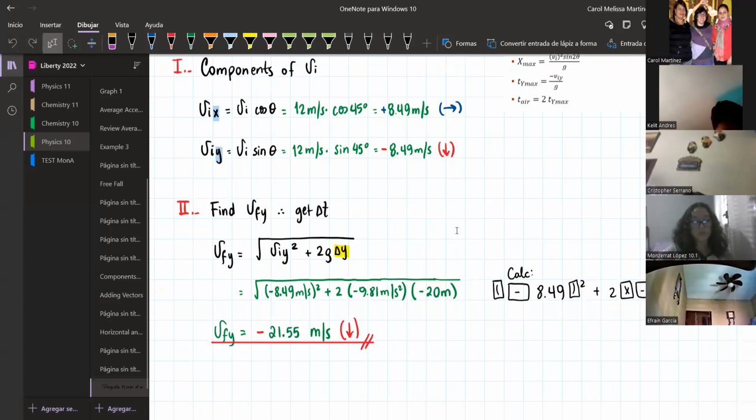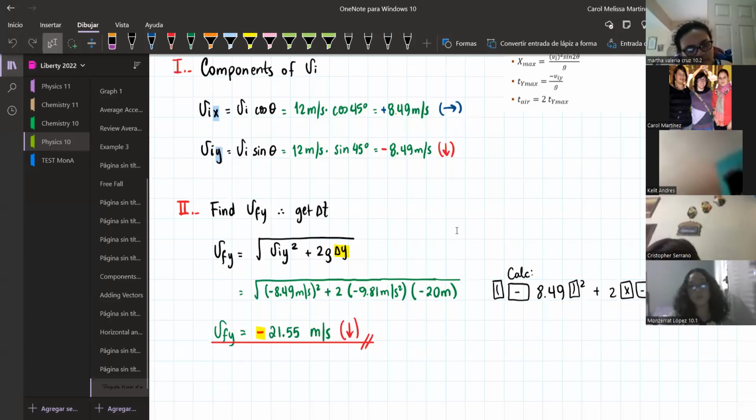Now that we have the final velocity, it's important that you don't forget the sign. So I'm going to highlight the sign, because if you forget, you're going to have a negative time, and negative times are never good, okay? Remember, we cannot go back in time. So once we have the final velocity, we're going to do the next step. That is, we're going to find the time.